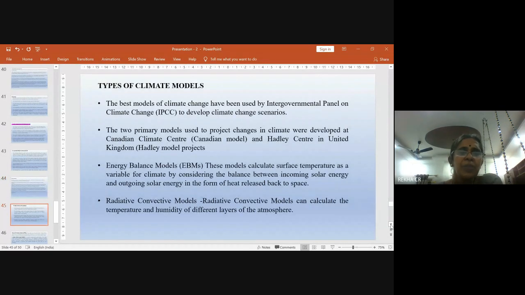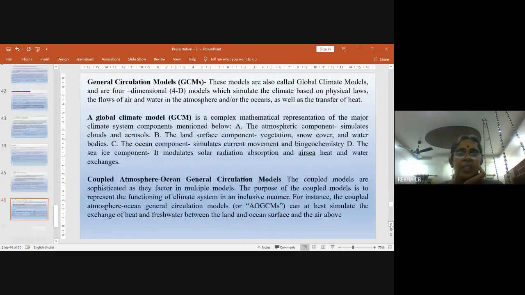There are different types of climate models which have been used by the IPCC, the Intergovernmental Panel on Climate Change. The two primary models are the Canadian model and the Hadley model project. These two models were developed in the Canadian Climate Center and the Hadley Center in the United Kingdom. Energy balance models calculate the surface temperature as a variable for climate by considering the balance between the incoming solar energy and outgoing energy in the form of heat released back to space. Radiative convective models can calculate the temperature and humidity of different layers of the atmosphere.